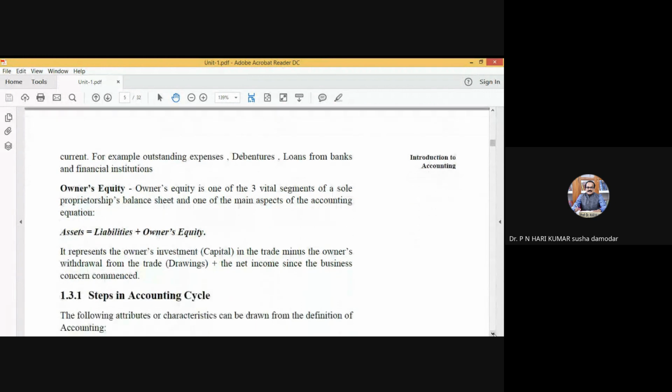See, another important equation here: owner's equity. Owner's equity is one of the three vital segments of a sole proprietorship balance sheet and one of the main aspects of the accounting equation. Asset is equal to liability plus owner's equity.